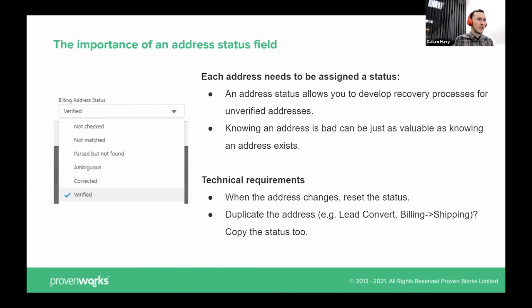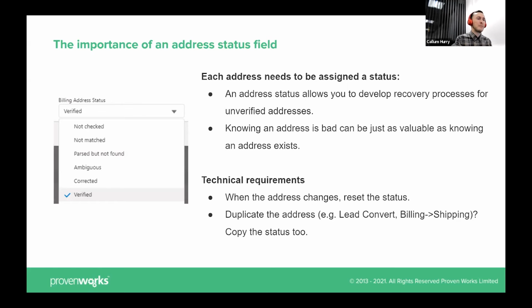And something that I often say to users of our applications is that knowing an address is bad can be just as valuable as knowing an address exists or is verified. What I mean by that is if you're told that an address is not found, then as a result, you know not to send a delivery to that address. Perhaps you have another process where a user from your team needs to contact that customer and make sure that the data is correct, or if anything is wrong, they can update it correctly. So that's always useful.